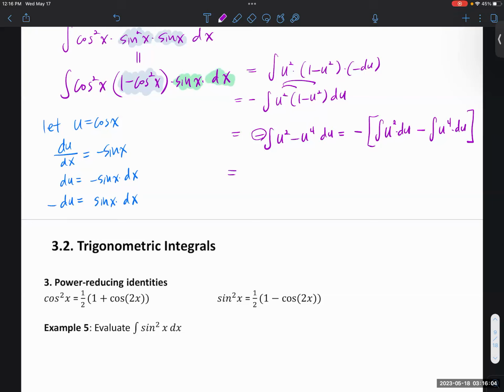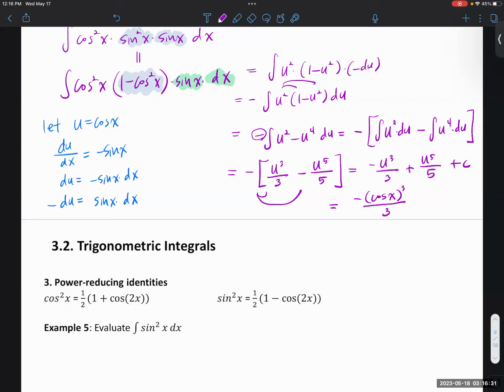So now if you take the integral, negative u to the third over 3, because 2 plus 1 is 3, minus u to the fifth over 5. And then now you're going to do the distributive property with the negative. So negative u to the third over 3, negative negative changes to positive, and then you can change back to the x variable. Minus cosine x to the third over 3, plus cosine x to the fifth over 5, plus c. So that is your final answer in terms of the x variable.